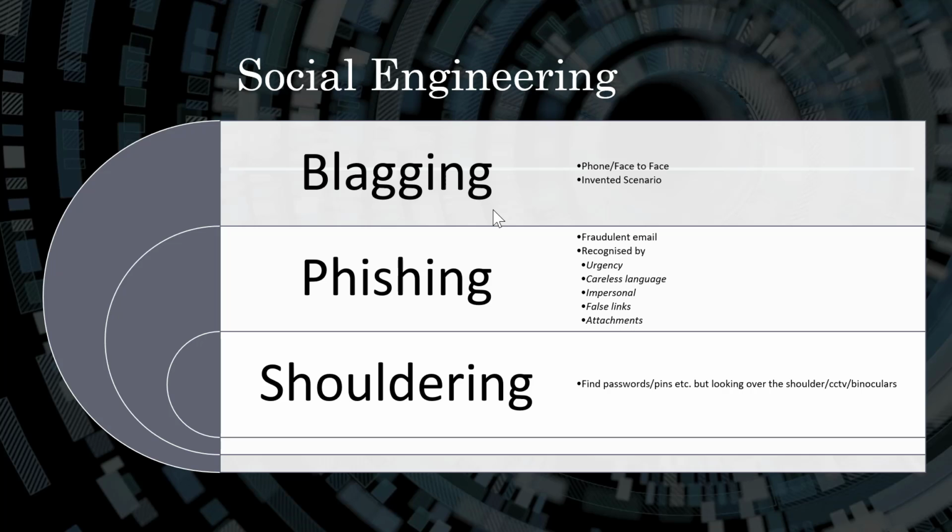Finally, the lowest tech of them all, shouldering. So this will be looking over your shoulder, see what your PIN is, your password. Could be someone from a long distance away with binoculars or using CCTV. That's the sort of thing. So these are all things that people don't actually have to have any technical knowledge to do. It is all about speaking, looking, listening, that sort of thing.